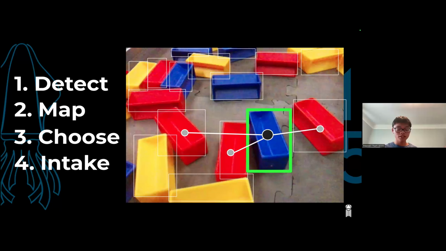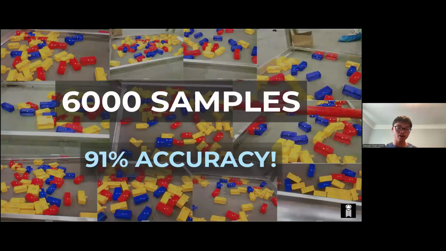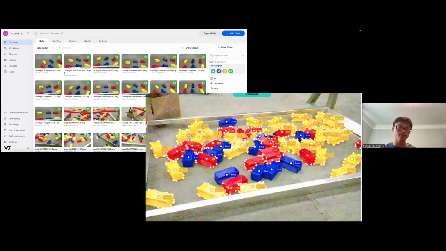But we did choose to use AI, but it didn't come without cost because we did have to spend weeks and weeks individually labeling 6,000 samples. But in the end, we did think it was worth it because we achieved 91% accuracy. And a little bit more about how we labeled our samples. We used a program called Darwin V7 Labs, and what this allowed us to do was actually select color blobs. As you can see right here, we had a color picker.